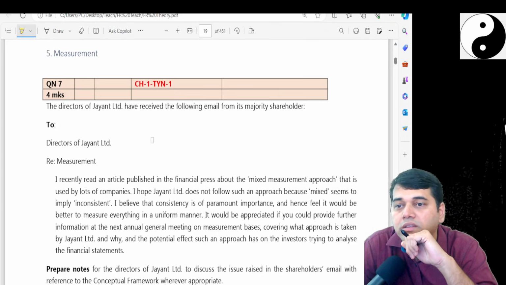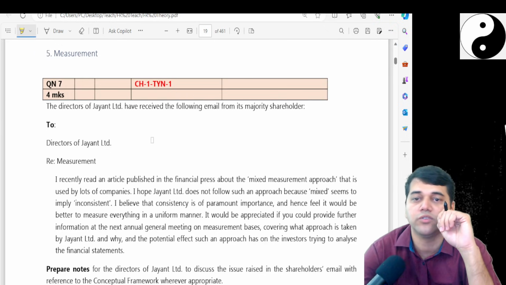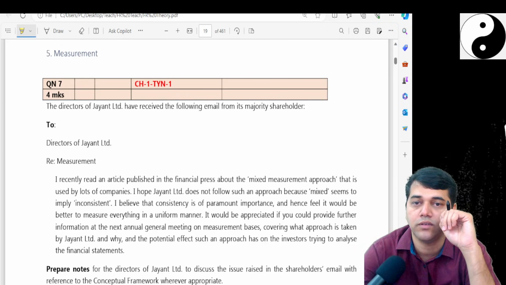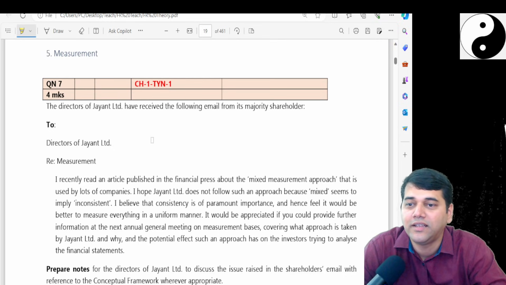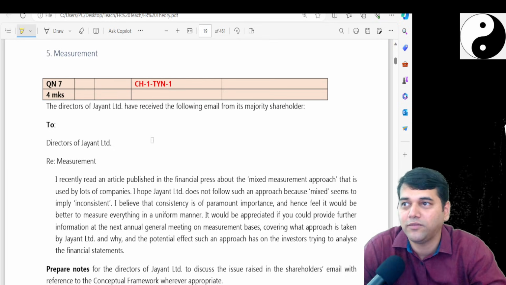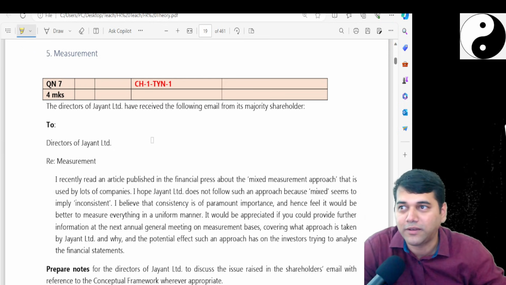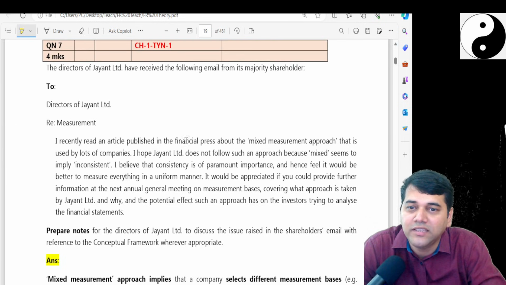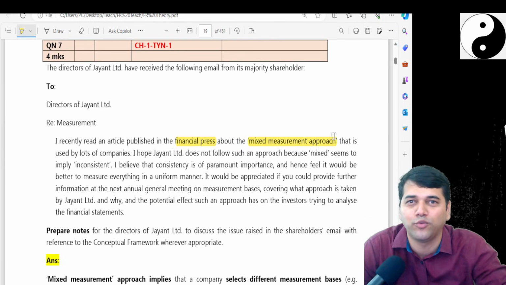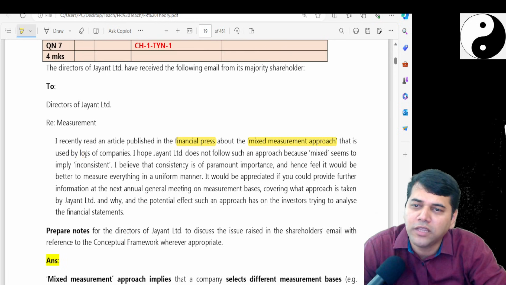They say that the directors of Jayant Limited received the following email from its majority shareholder regarding measurement. One of the shareholders is asking, one letter, okay, read this. I recently read an article in the financial press about the mixed measurement approach. Somebody read it, it seems, in some article, that it is used by lots of companies.